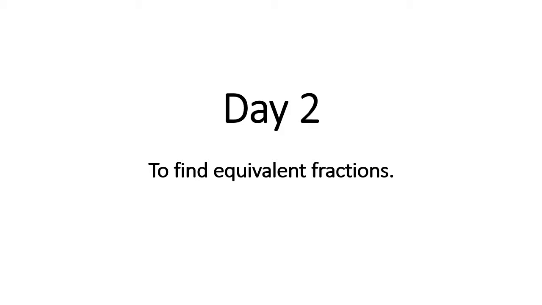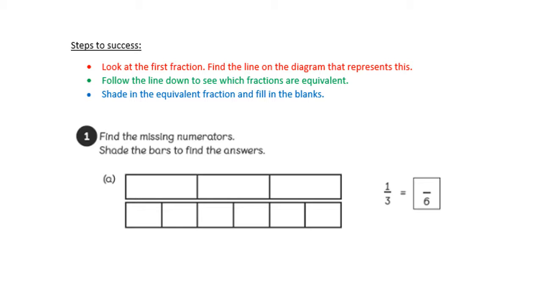Moving on to day 2, and we're carrying on with equivalent fractions. So today we're using a similar technique to what we did yesterday, and we need to fill in the missing numerators. So if we look at our first fraction, I'm going to circle it, we've got 1/3. So we need to find the bar that's split into 3 parts, which is the top one, and we need to shade 1/3. Okay, so that's a third shaded.